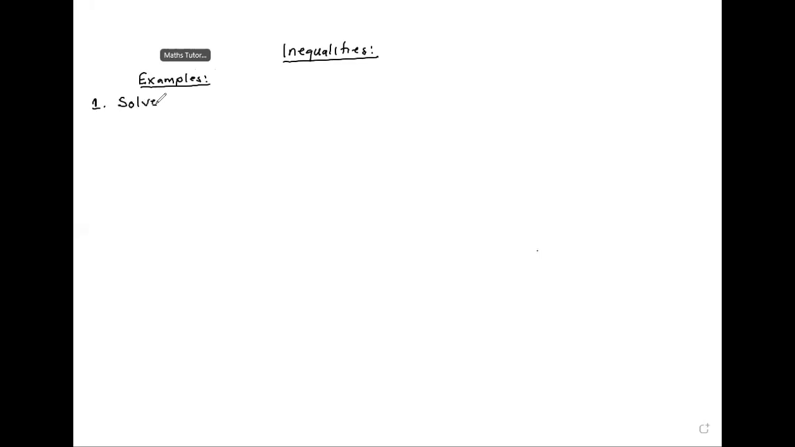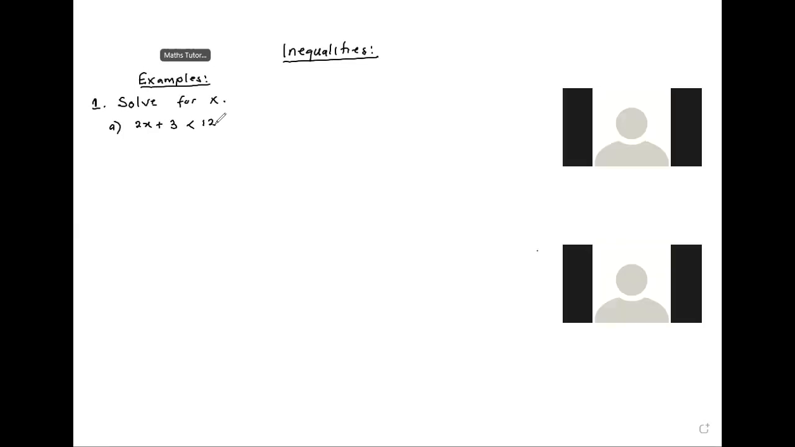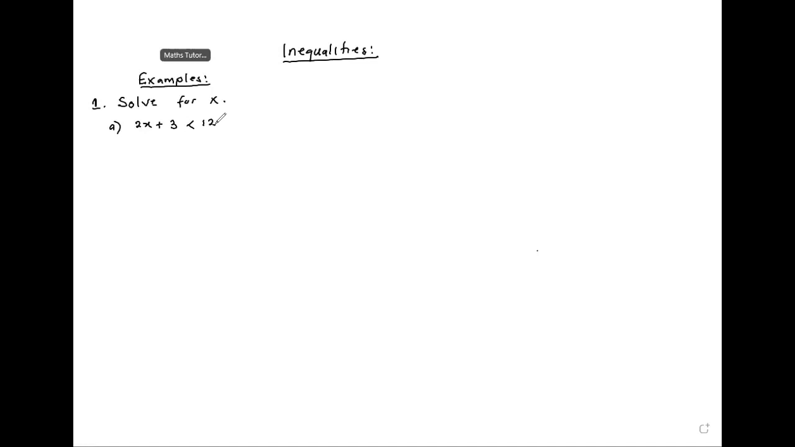solve for x. A, 2x plus 3 is less than 12. These are some of the easiest inequalities that we find in notes and not in exams, but they help us understand critical things that may be needed in harder stuff. So the idea here is you solve for x, so you can take this to the other side.